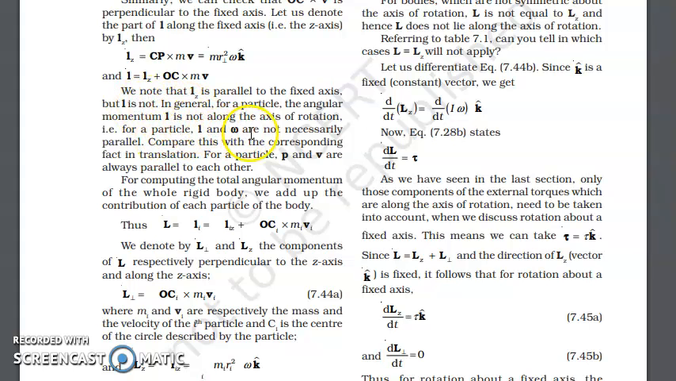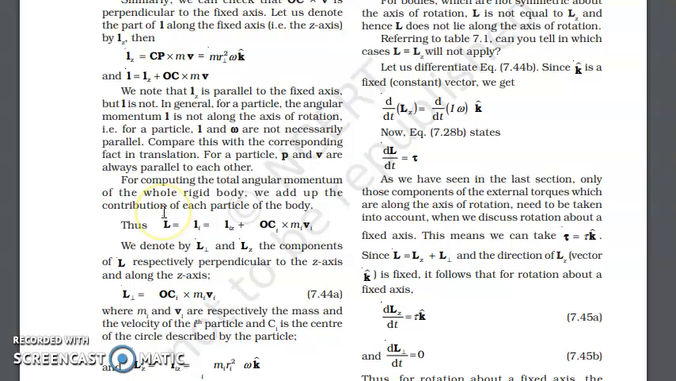For a particle, L and omega are not necessarily parallel. If we relate this with translatory motion, then p and v are always parallel to each other, because the formula for linear momentum is basically m into v. m is a scalar quantity while v is a vector quantity. So the resultant direction of p will be parallel to the velocity vector.